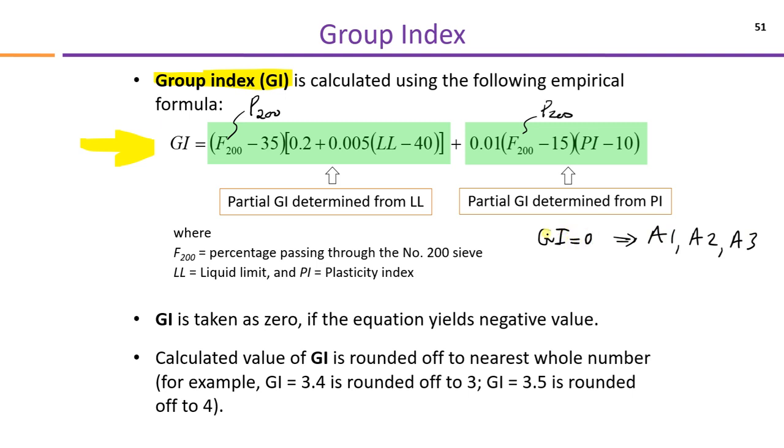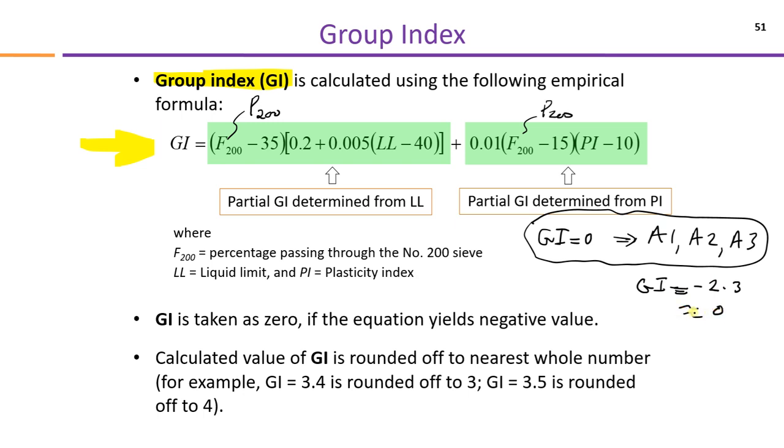So in case of granular materials, group index will always be equal to 0. And in case of silt clay material, group index might be 0, but it might be more than 0. It might be a non-zero number. So when you calculate the GI value, if it comes out negative, for example, minus 2 or minus 2.3, what we are going to do is make it 0. All the negative values will result in 0.